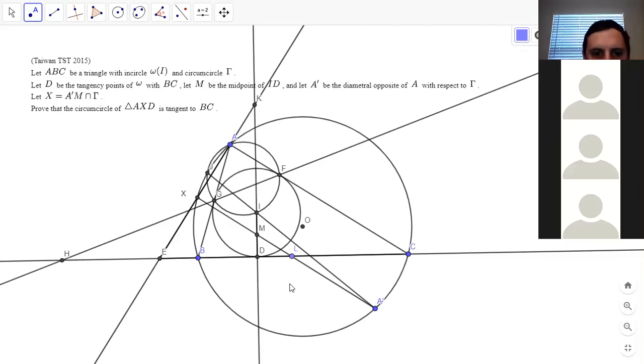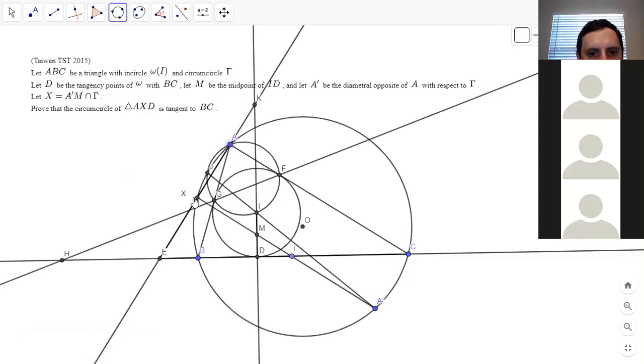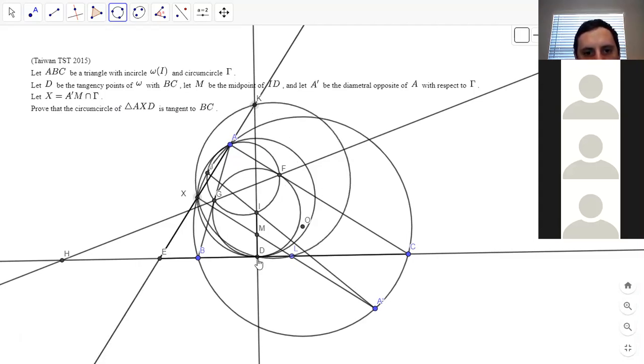We also know that AXDL is cyclic, so maybe that would help because, oh no, why did I think that? Wait, why isn't that true? Oh, sorry, no, that's not true. But KXDL is cyclic, right? So we want to show AD is parallel to KL. So maybe we could show angle ADB is KLB.